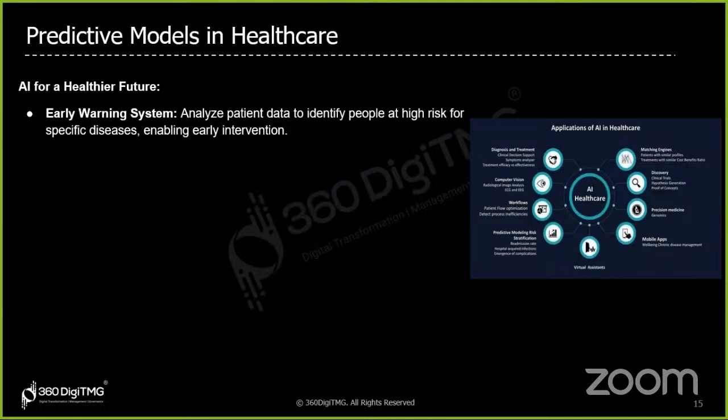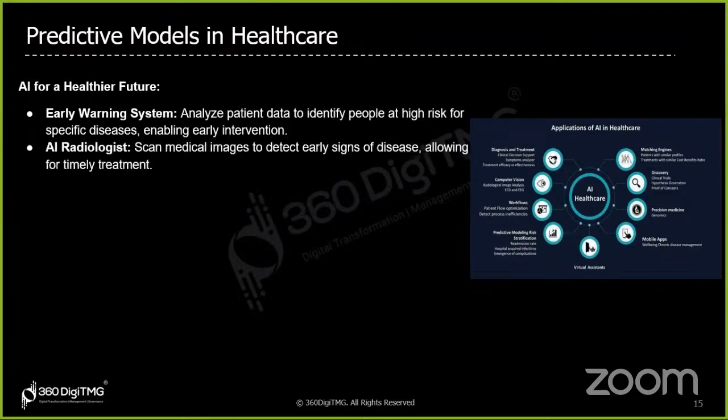So, AI for a healthier future. Early warning system, basically analyzing the patient data in order to identify whether they are at a high risk of a certain disease, so that, as we say, prevention is better than cure. So enabling them for early intervention. Then AI radiologists, you can scan these medical images in order to detect the early signs of a disease.